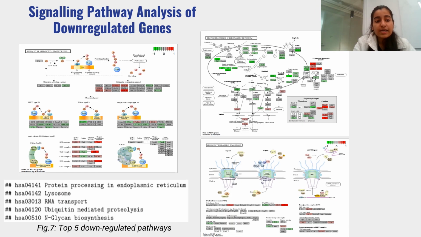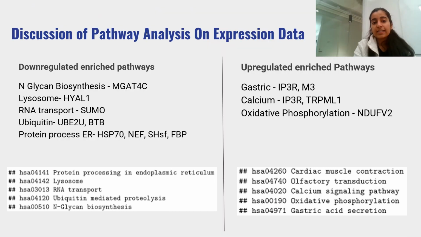For our downregulated genes, after our DE analysis, we found that there are 5 pathways that are associated with the genes. These are protein processing in endoplasmic reticulum, lysosome, RNA transport, ubiquitin-mediated proteolysis, and N-glycan biosynthesis. Let's analyze the pathway analysis results of our data. The downregulated genes enrich the pathways that are mainly responsible for protein processing, transport, and proteolysis.